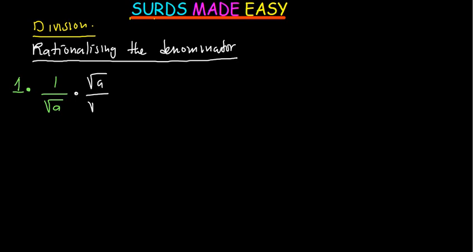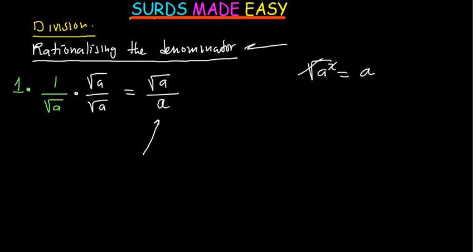So 1 times root a, that will just be root a. Now down, root a times root a is what? What is root a times root a? Root a squared. Yes, it is root a squared, and the square and the root cancel, so that's just a. And you can see now we don't have a root in the denominator, so we've rationalized the denominator. That's what we call rationalizing the denominator.